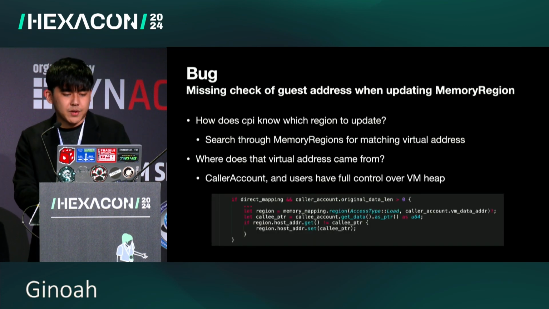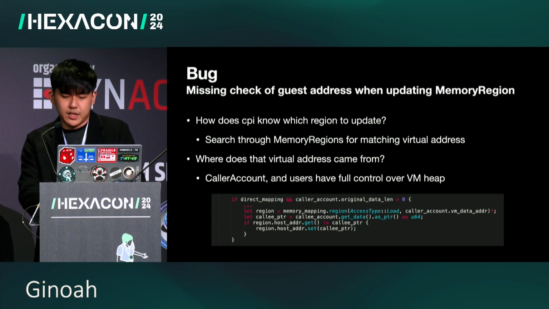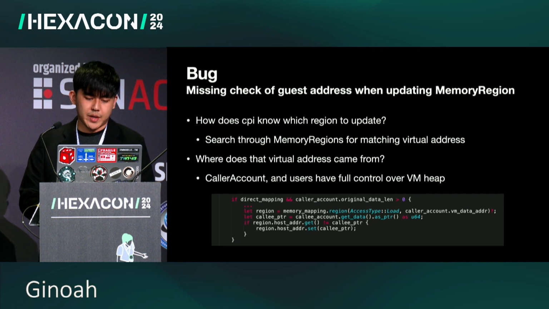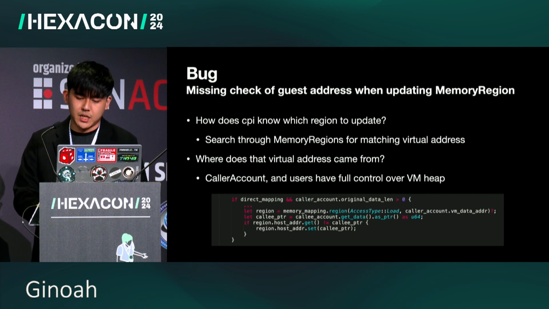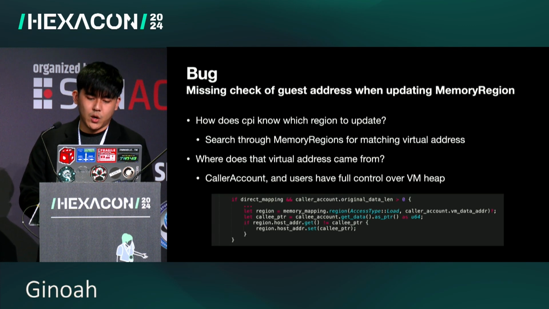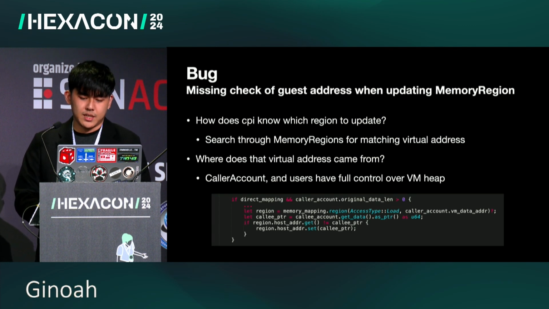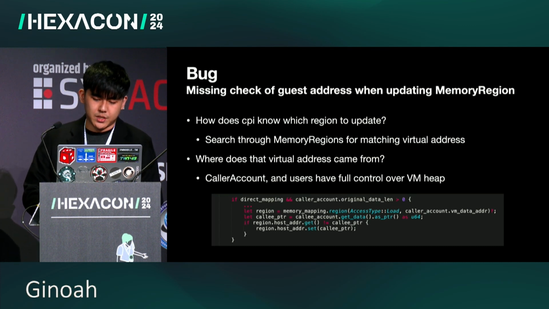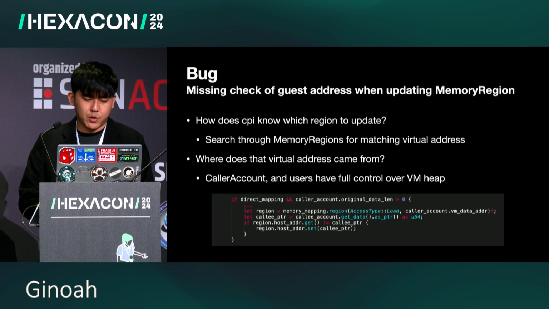Here, two questions arise. How does a CPI know which region to update? And where does that virtual address come from? We search through the list of memory regions for a matching virtual address, but the virtual address we compared against came from caller account, which is constructed using information of account info from the VM heap, which means it is fully controlled by the user. Nothing ensures that virtual address points to the correct data of the account.